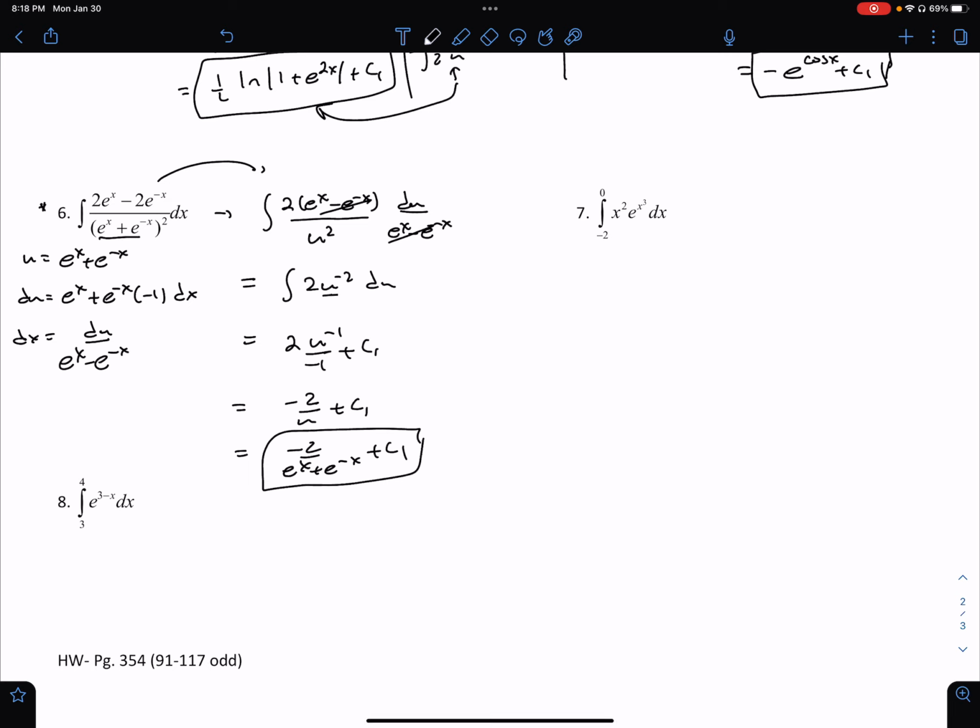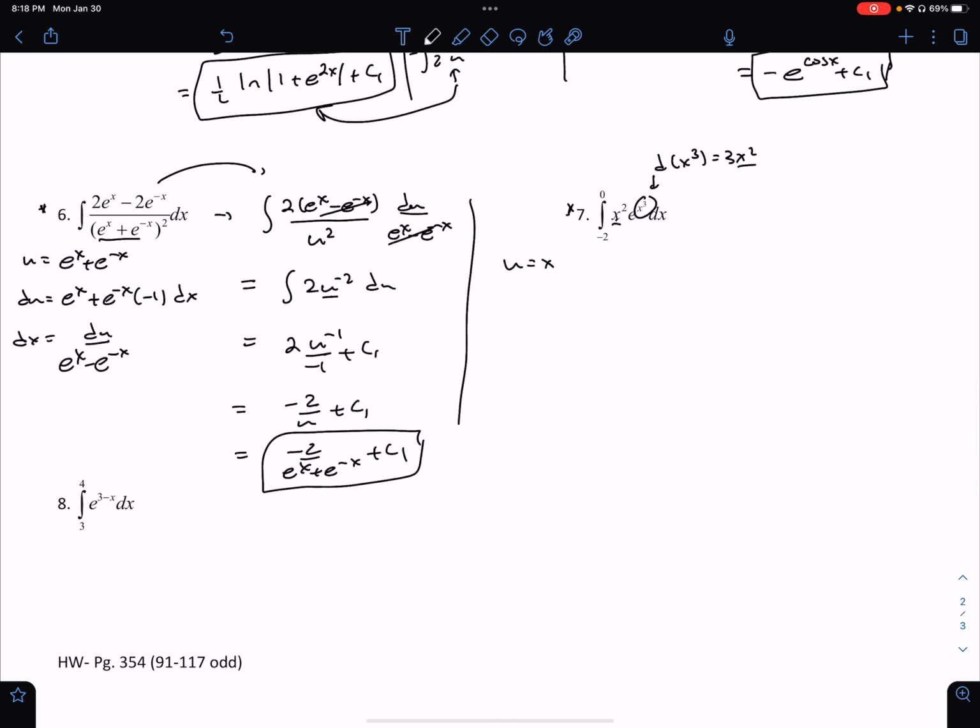Number 7, this is with our domain. This is no plus c's here. I'm going to let u be my x cubed. We got x squared e to the x cubed. The derivative of x cubed is 3x squared. That x squared will cancel with this x squared. So I can go and verify that.